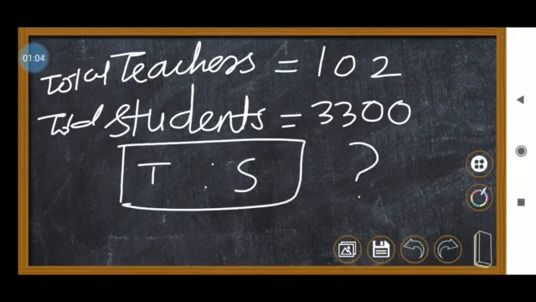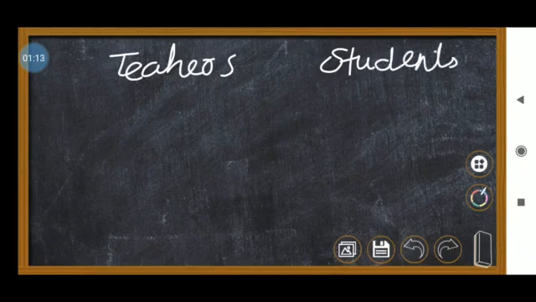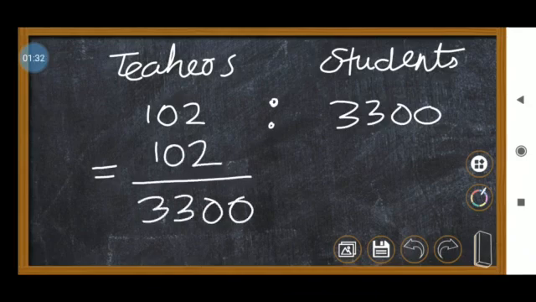First we have to write teachers first, and the students here. So teachers and the students. So 102 teachers is to the number of students 3,300. So 102 is to 3,300 means we can write it as 102 divided by 3,300.